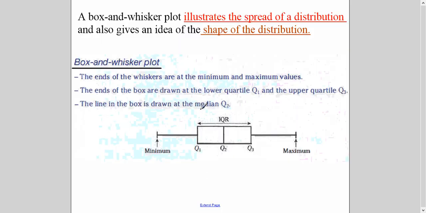So what we have seen in the box and whisker plot, that it is illustrating the spread of distribution. At a glance, I can see from where to where data is, what is the range of it, and what is the shape of the distribution. So these all come in the advantages of the box and whisker plot, right?